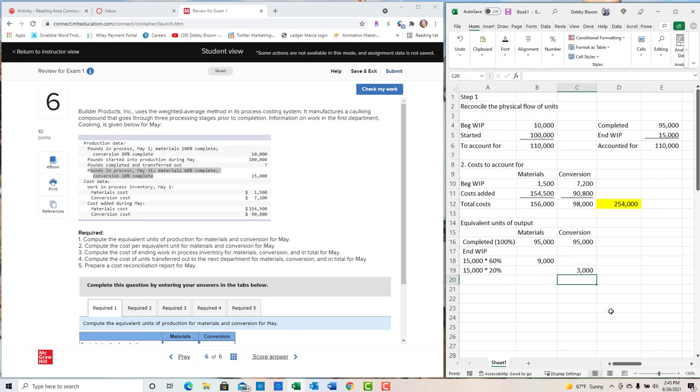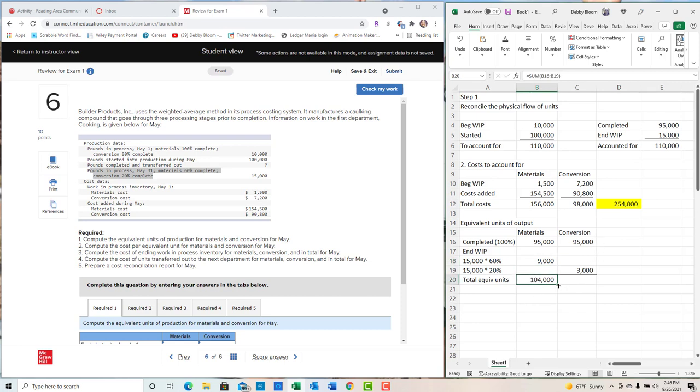And that's going to represent the equivalent of 3,000 units. So now, to calculate the total equivalent units, materials are 95,000 plus 9,000. So in terms of materials, we outputted the equivalent of 104,000 full and complete units. Even though it was 110, the 15,000 are partially complete, so they represent partially complete units.